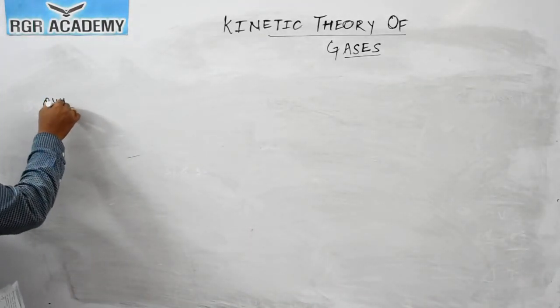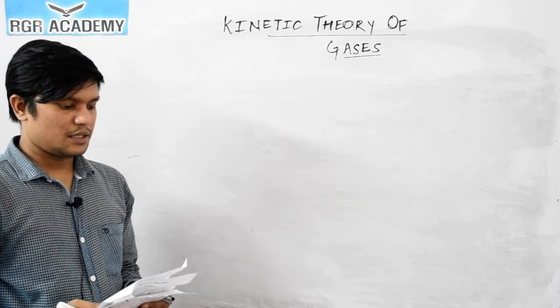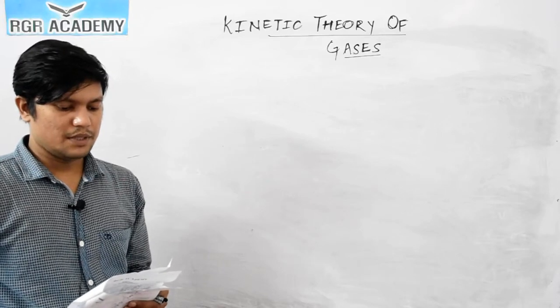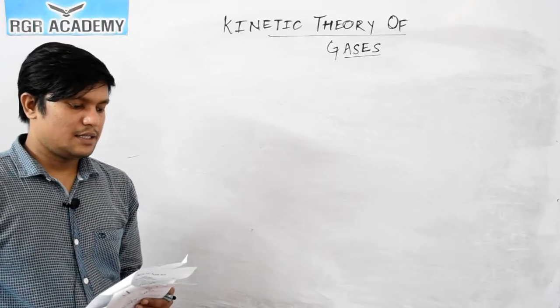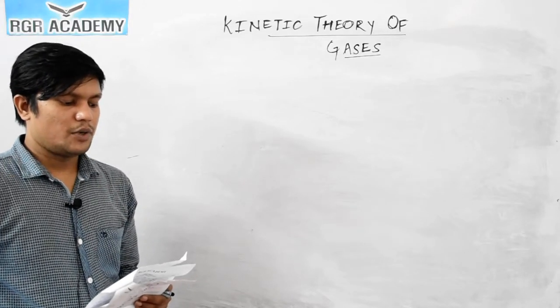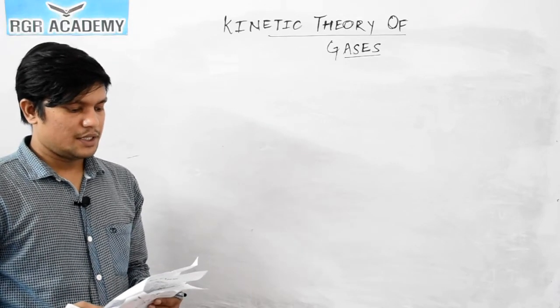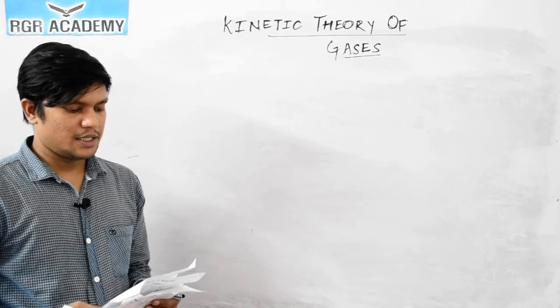Question number 44 is, the molecules of a given mass of gas have RMS velocity of 200 meter per second at 27 degrees Celsius and pressure is given as 1.0 into 10 to the power 5 Newton per meter square. When the temperature is 127 degrees Celsius and the pressure is this, find the RMS velocity.